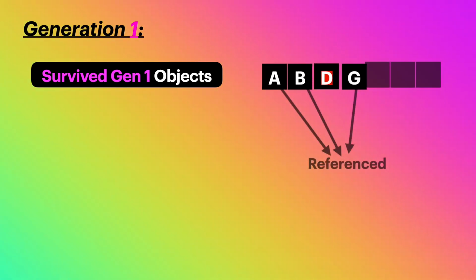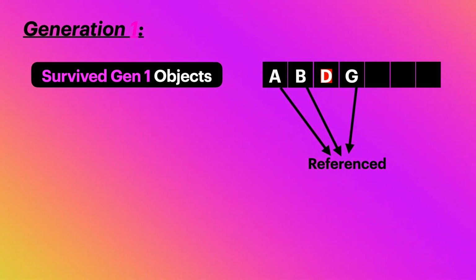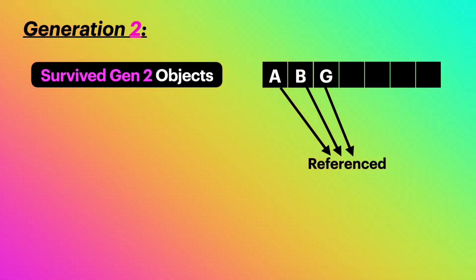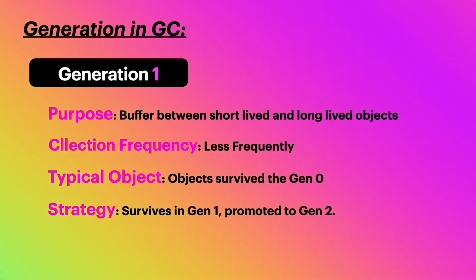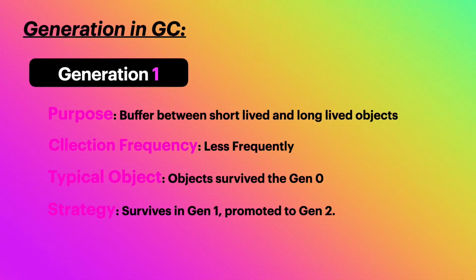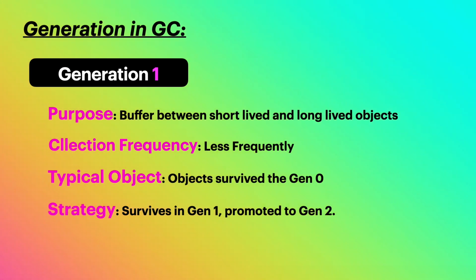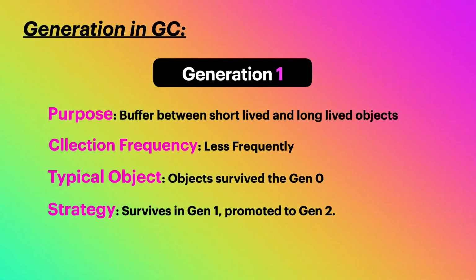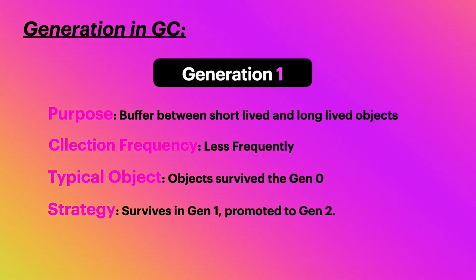So except these, only A, D, G would be left, and they will be referenced in generation 1 and survive for the next generation. Whichever is referenced will survive again and move to the next generation. The purpose of generation 1 is short-lived, but better than generation 0, and it is a little less frequent. The collection frequency is very low.